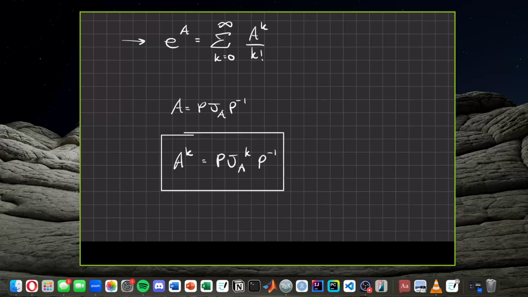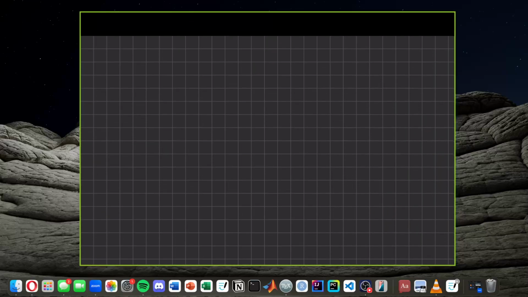This is what we want now. So if you're wondering how this is the case that we get that formula, why is it that this nice expansion only affects J in this case? It seems like P and P inverse are untouched. Well, we can just look at this a little bit.